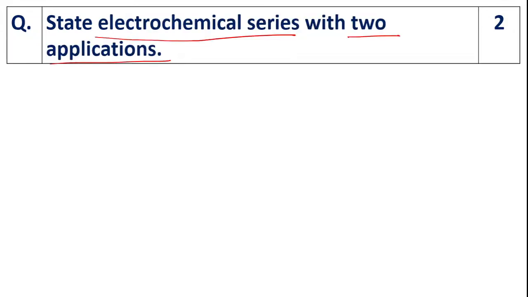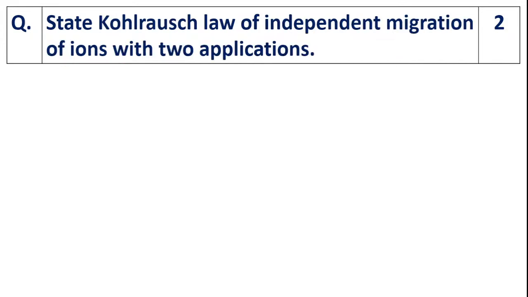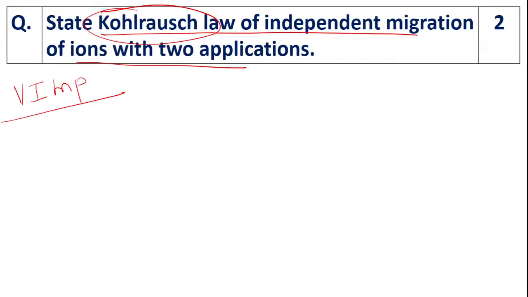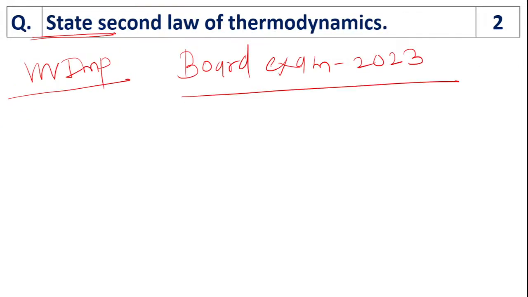स्टेट इलेक्ट्रोकेमिकल सिरीज विथ 2 ऍप्लिकेशन्स, ओके, दॅट्स इलेक्ट्रोकेमिकल सिरीजचे 2 ऍप्लिकेशन नोट करायचे. क्लोरस लॉ ऑफ इंडिपेंडेंट मायग्रेशन ऑफ आयन्स विथ 2 ऍप्लिकेशन्स, ओके, इम्पॉर्टंट. नंतर सेकंड लॉ ऑफ थर्मोडायनामिक्स, दिस इज व्हेरी व्हेरी इम्पॉर्टंट. तर प्लीज हा एक क्वेश्चन नोट करून घ्या आपण. स्टेट सेकंड लॉ ऑफ थर्मोडायनामिक्स.